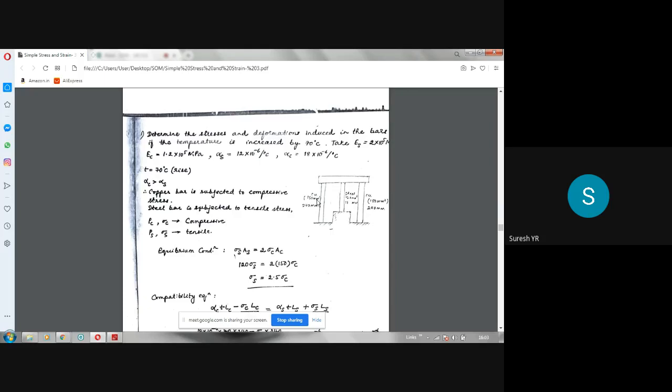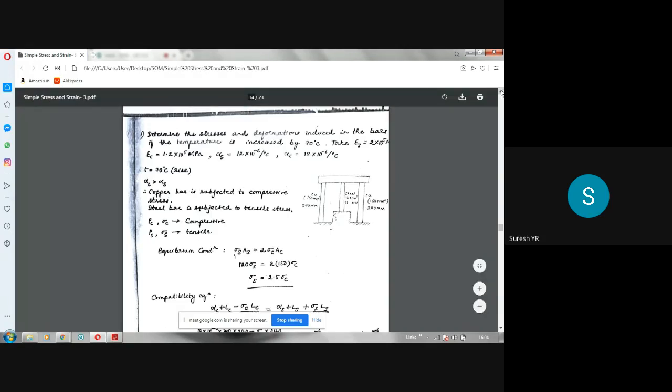So only we are interested in T value. Here, the one thing is alpha C is greater than alpha S. See here, alpha C is greater than alpha S. So coefficient of thermal expansion of copper is 18 into 10 power minus 6, and this is 12 into 10 power minus 6 per degree centigrade. So alpha C is greater than alpha S. So naturally what happens? Copper is subject to compressive stress. So what I told, so it is reverse.